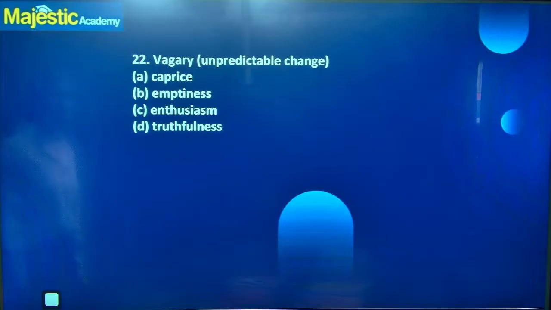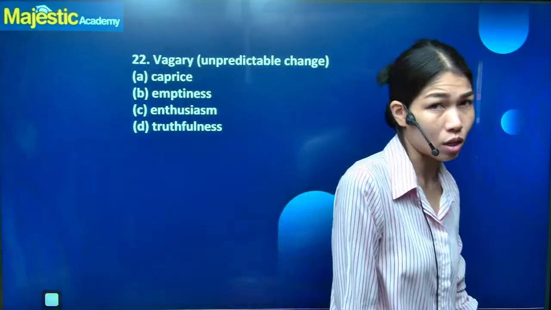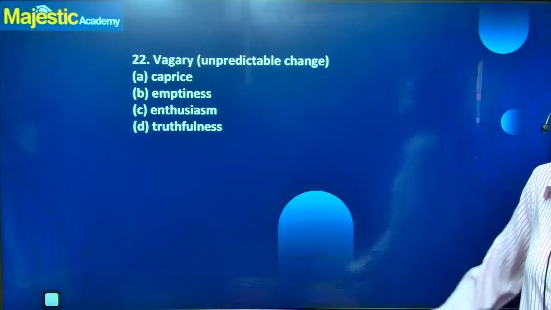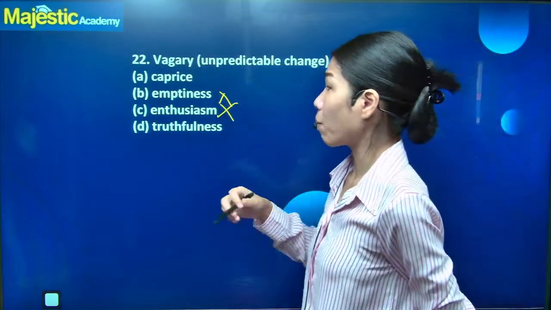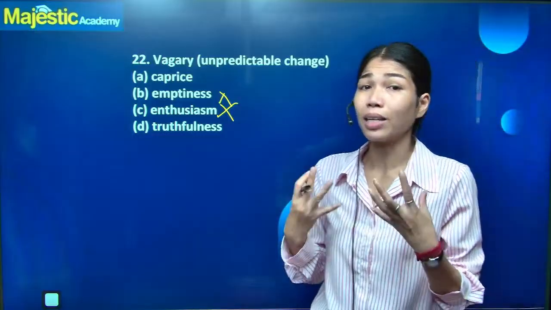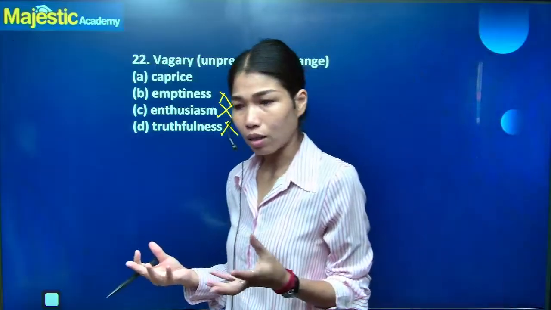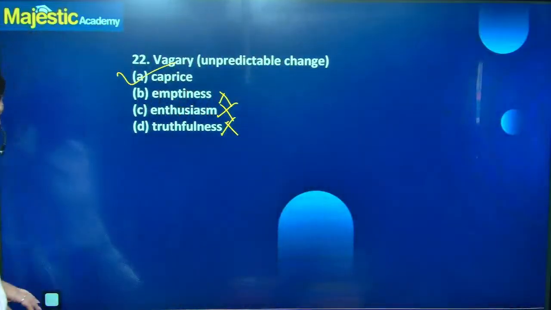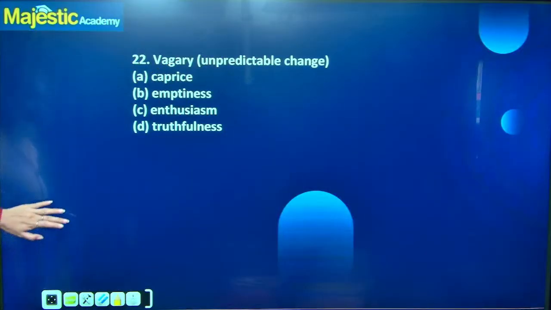Question number 24 says vagary. That means unpredictable change. That means it cannot be emptiness. Emptiness means hollowness. Enthusiasm means, for example, if somebody is very excited, that is enthusiasm, energetic in that form. Truthfulness means with honesty. So that is your truthfulness. So our answer is option number A, caprice. Okay, let's move to question number 23.